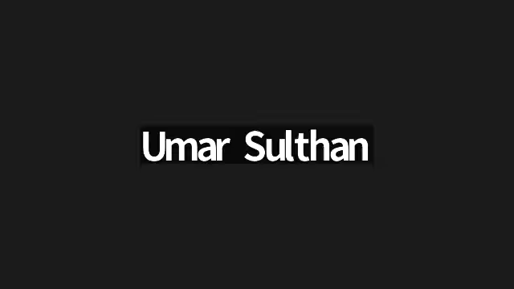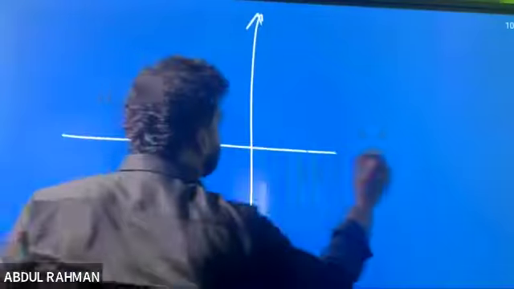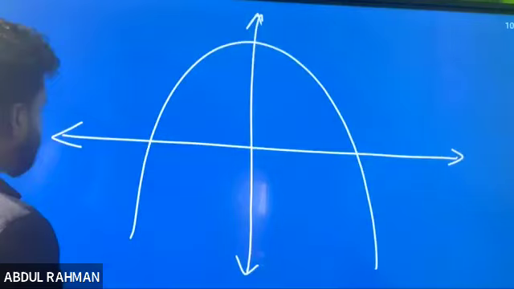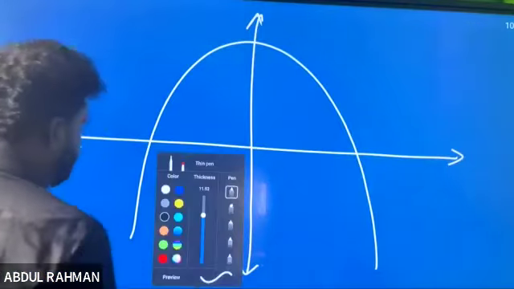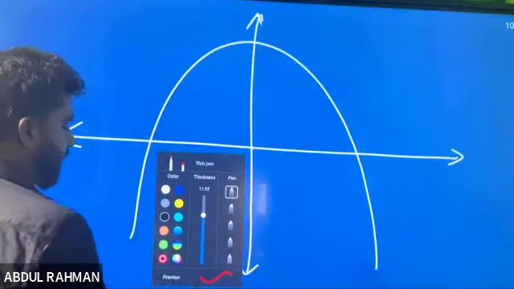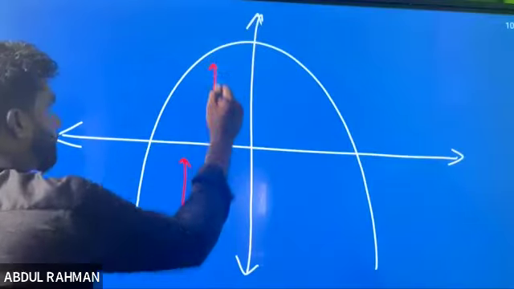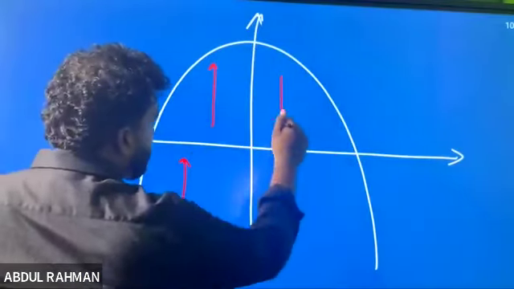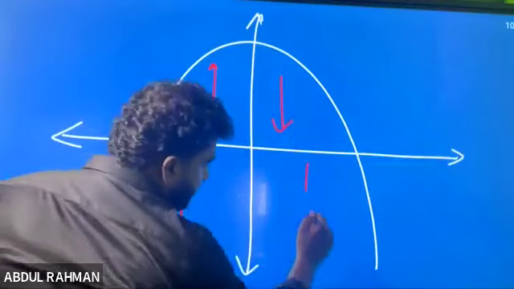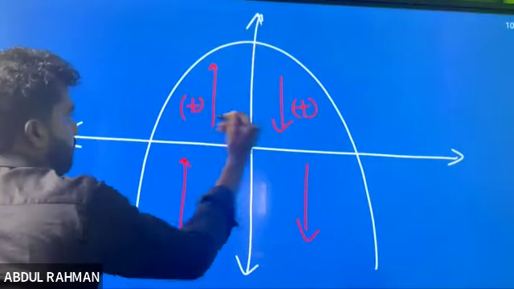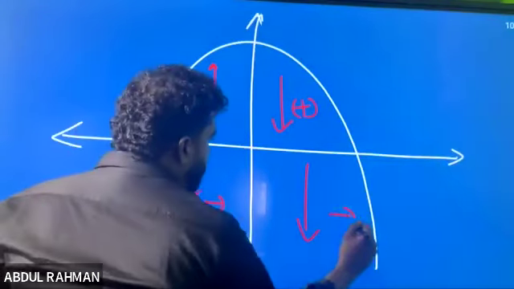I'm drawing another one. Make the maximum graph. Again, start off from your left hand side. If you start off from your left hand side, your fingers are going up in the sense it is increasing. Fingers are coming down in the sense it is decreasing. Above the x-axis, positive and positive. Below the x-axis, it is negative and negative.